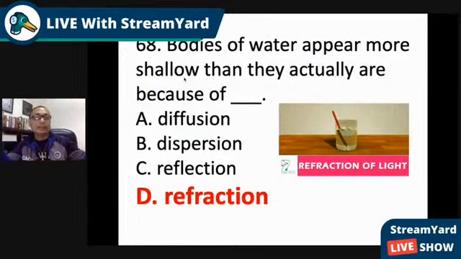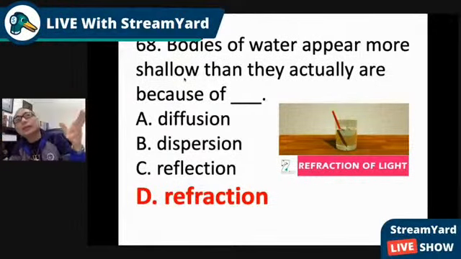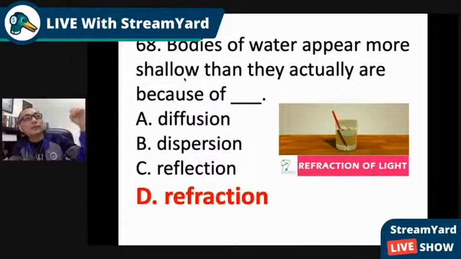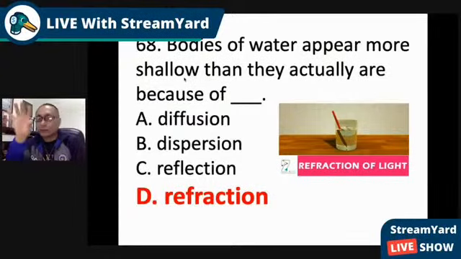Diffusion is the spreading of light, the spreading of things. It can be light or something else. Dispersion is one example. Reflection is the bouncing. Diffusion can be anything, from the diffusion of smell, diffusion of water, from concentrated to less concentrated situation. But refraction is the bending of light because of the difference in the densities of two media.